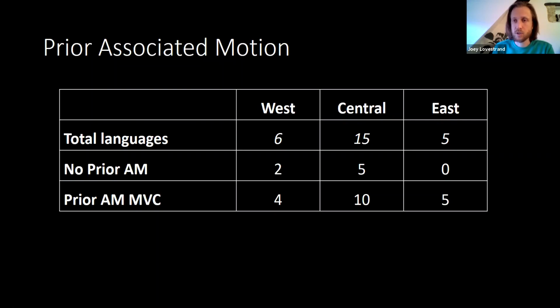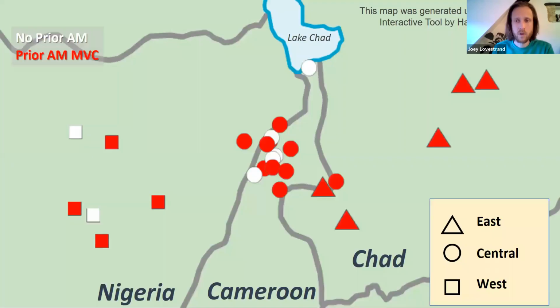In Central Chadic languages, 10 of the 15 languages I looked at had this kind of construction, and in 4 of the 6 West Chadic languages. So again, we can't really be very certain about the quantity or the frequency of this kind of expression of prior motion across languages. What we do see is that it is relatively common, and that it's widespread in all 3 groups, West, Central, and East.